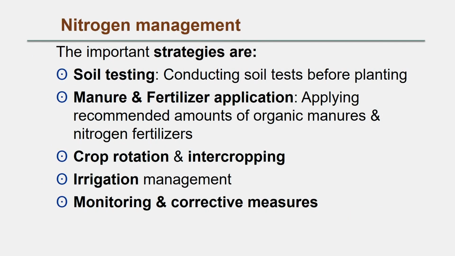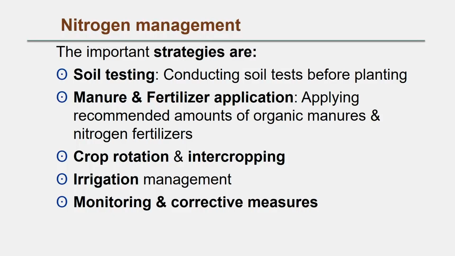Now, let us check the management, how best we can manage these nutrients. You have seen deficiency symptoms of different essential nutrients in jute crop. Now, how to go for management of deficiencies or management of nutrient in jute crop? So, important strategies for nutrient management are soil testing, conducting soil tests before planting, and based upon the soil tests, the nutrient recommendations are available, and then nutrient can be supplied.